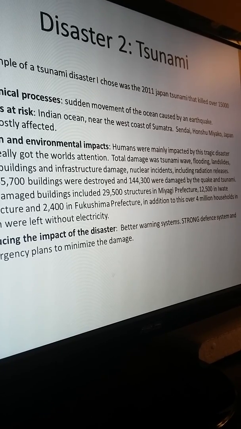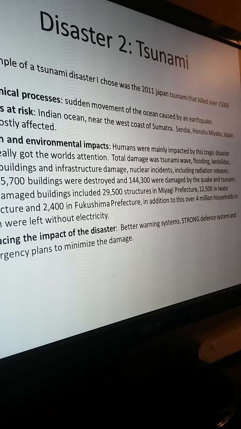The human environmental impacts: humans were mainly impacted by this tragic disaster. A lot of homes, a lot of electricity was out, just a lot of damage overall, just too much to go through. But it was horrifying, and there's movies on it, and it was one of the worst tsunamis that ever took place.